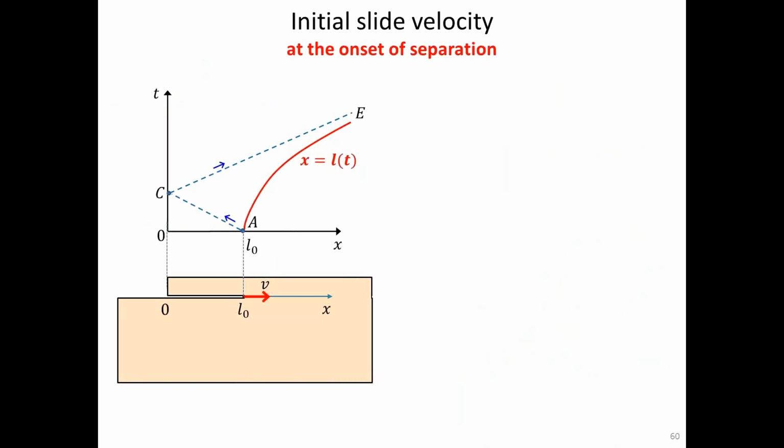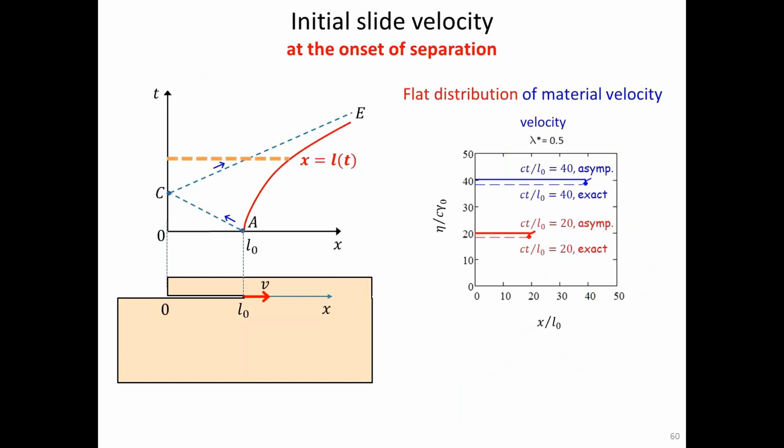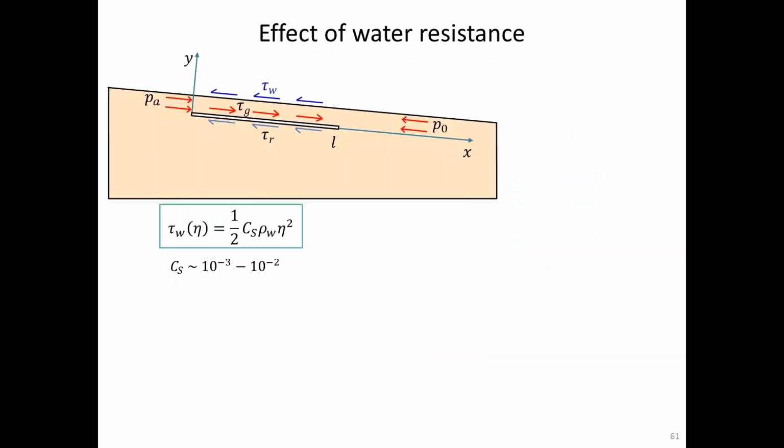And since we do have the exact solution, we can also calculate the material velocity everywhere in this space, especially at a certain specific time. If we know the failure time, we can calculate the distribution of the material velocity, and that will give us some sliding velocity. And if you can calculate the failure length, then you can calculate the slide velocity at the moment of the failure, and that will give us the initial velocity with the separation of the material.